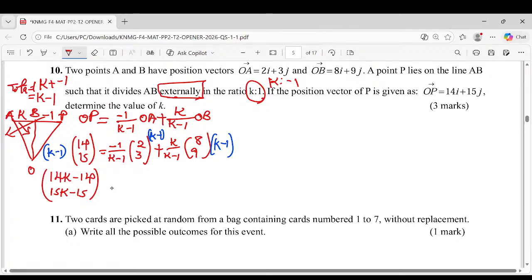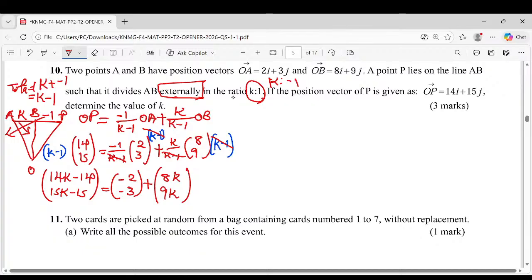Be very keen now, being equal to k minus 1 and k minus 1 will cancel. So this one, when you open the brackets, will become negative 2, negative 3. Then this and this will cancel. You'll get plus 8k, 9k. I hope that step has been well understood.